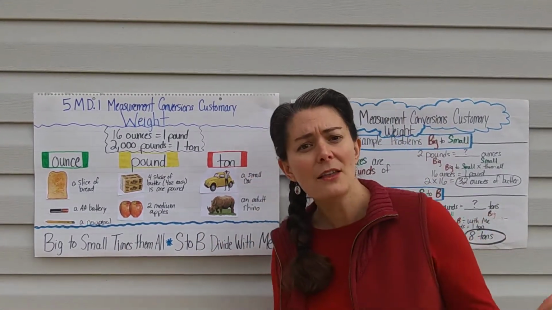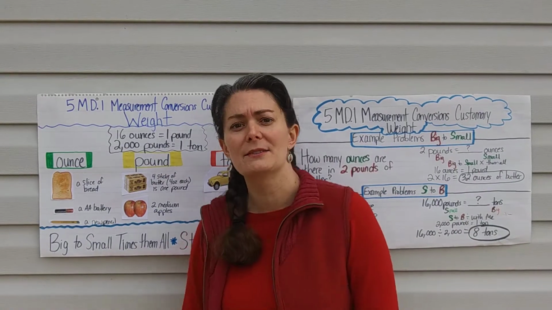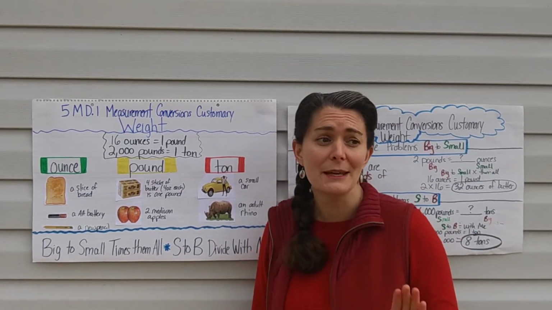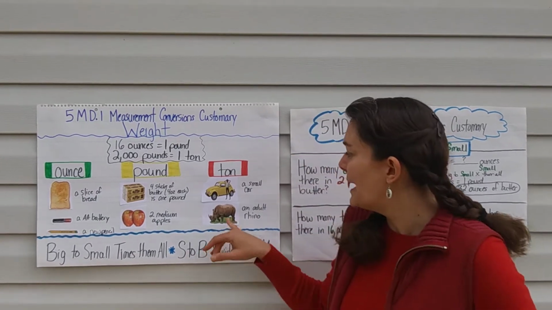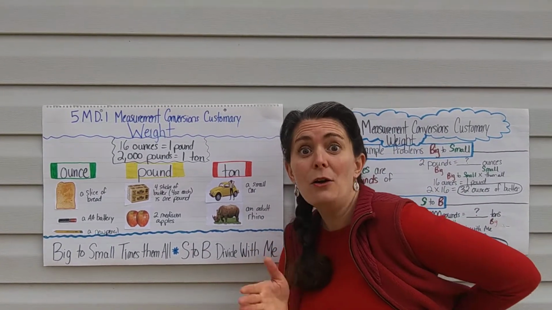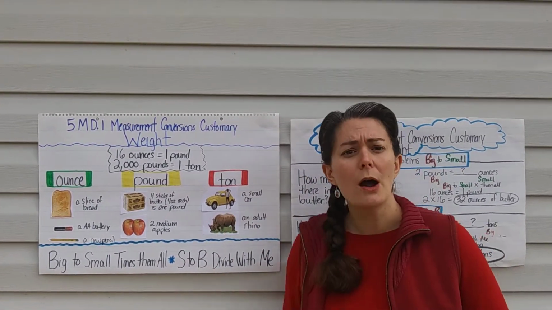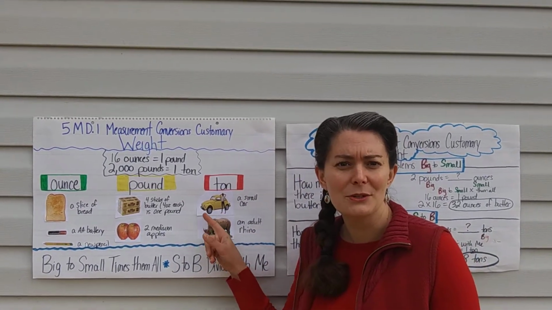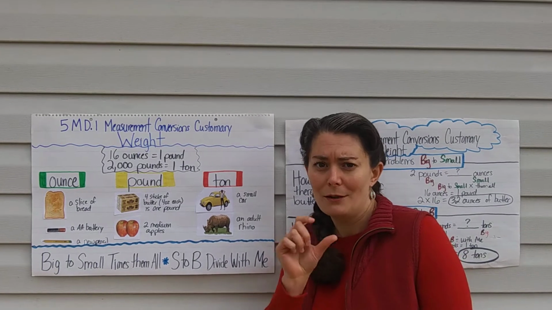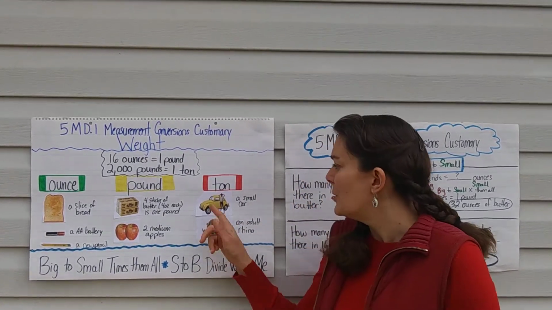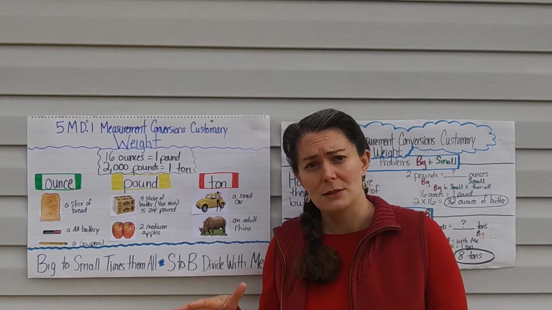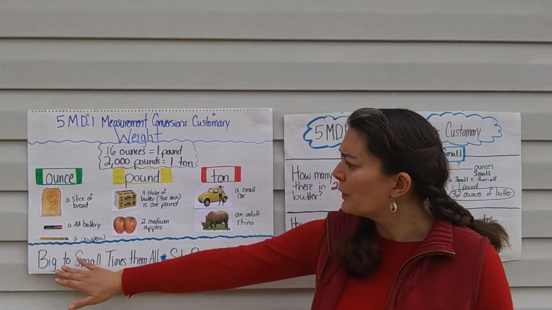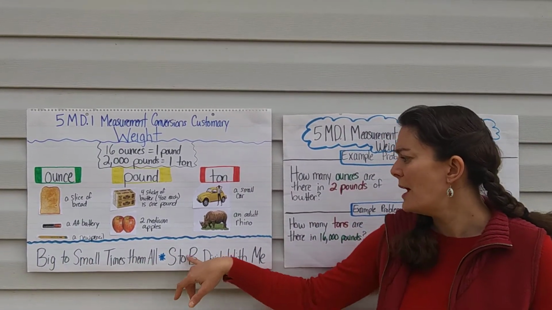When we think tons, we think large, large weights. A lot of kids think elephants, but adult elephants tend to be more than a ton. An adult rhino is just about 1 ton. And small cars, like a Volkswagen Beetle. I put the little human in the picture next to it so you can see that's a small car, but that's not a toy car. A small car is about a ton, which is about 2,000 pounds. So we're going to remember those: big to small, times them all, S to B, divide with me.